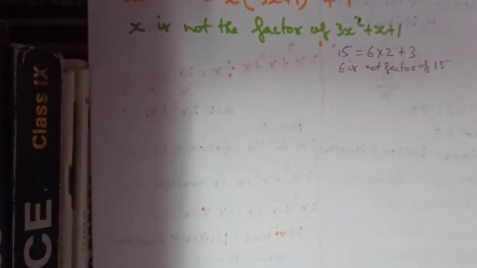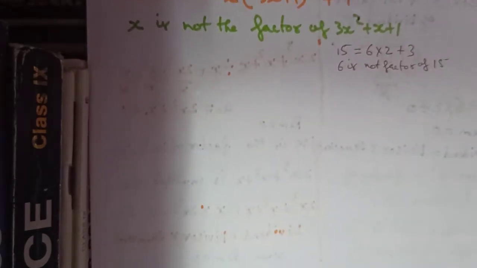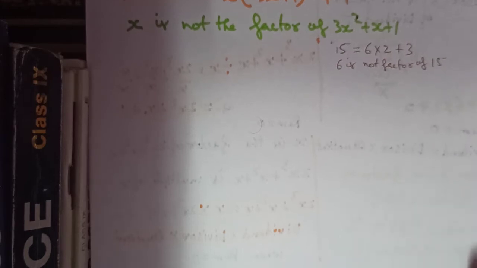Now a few more points we will be discussing. We have discussed two points till now. First point is that if we are getting remainder equal to 0, then the divisor is the factor of dividend, and if the remainder is not 0, then divisor is not the factor of dividend. Second point, we have discussed that if remainder is equal to 0, then dividend is the multiple of divisor, and if the remainder is not equal to 0, then dividend is not the multiple of divisor. Now we come to the third point.